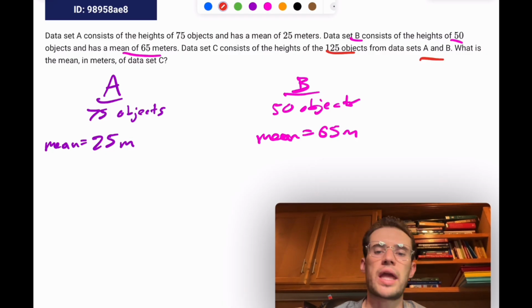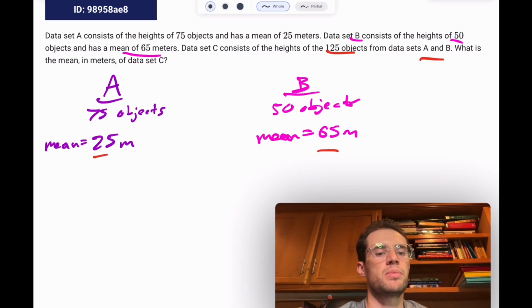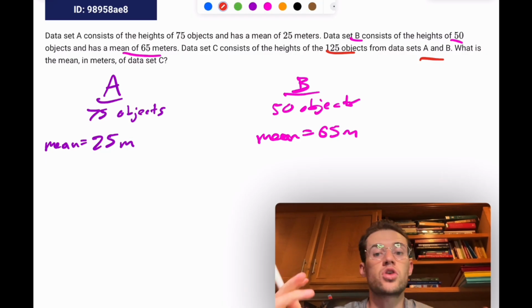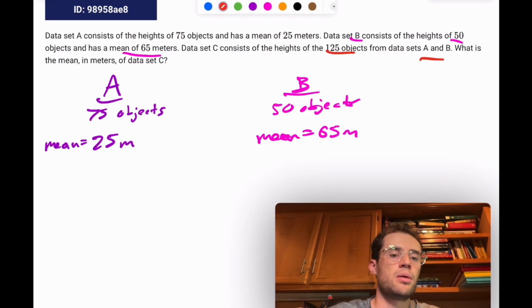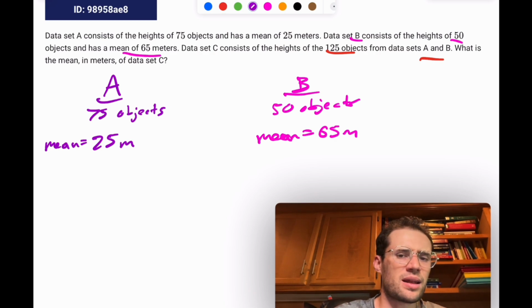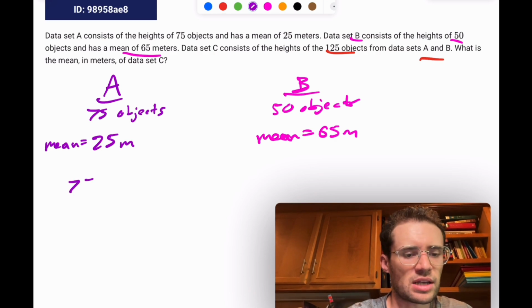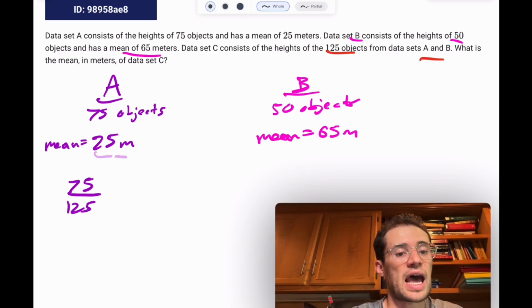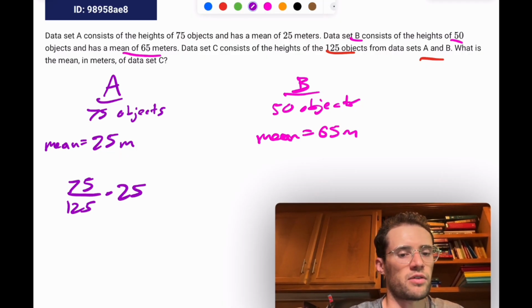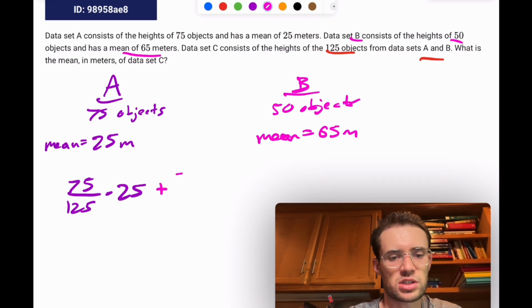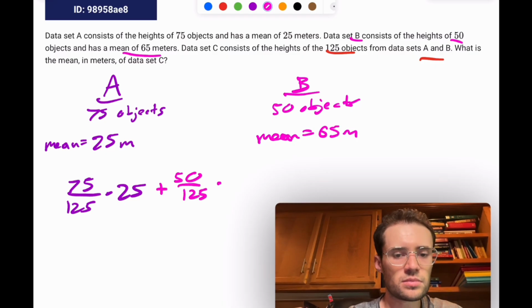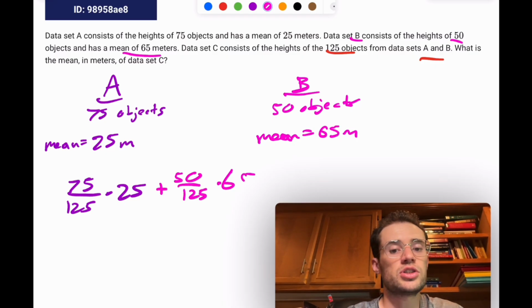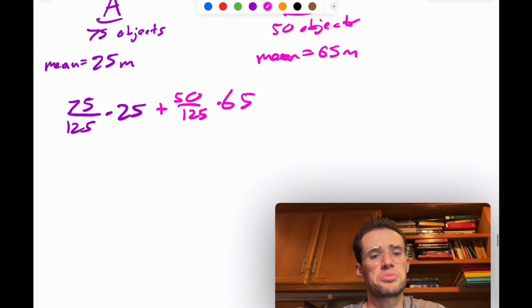The main thing to watch for here is you can't just take the average of the two means. It's not just 25 plus 65 divided by 2, because there are a lot more objects in A. You could do that if they had the same number of objects, but otherwise you would have to weight it. By weighted, I mean of the total objects, it's 75 out of 125, the proportion of them that have this average. Multiply that by 25, and then add that to the proportion of them that have the 65 average. So it's 50 out of 125 times the average of those objects. I mean, this is an odd way to set it up, but this will get you the right answer.